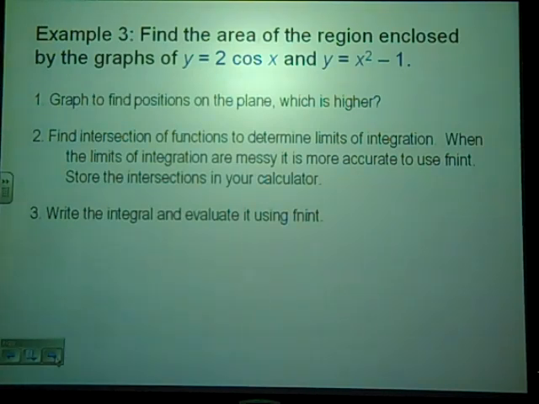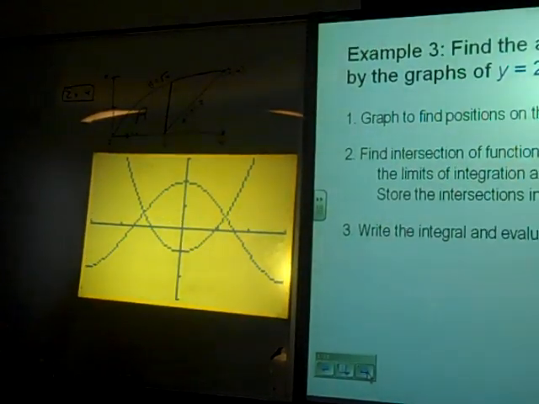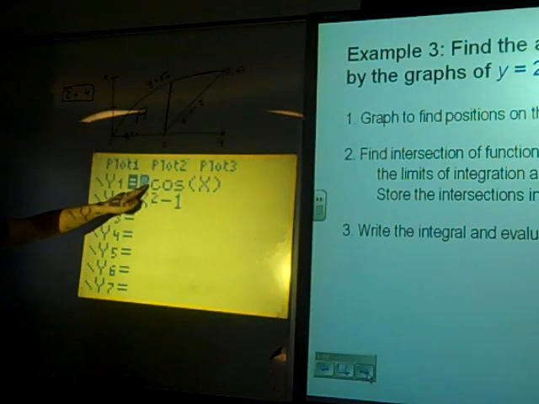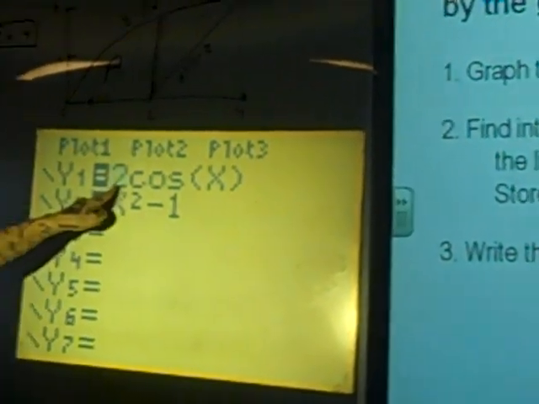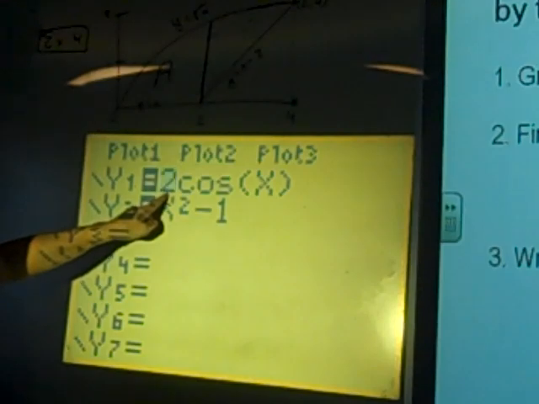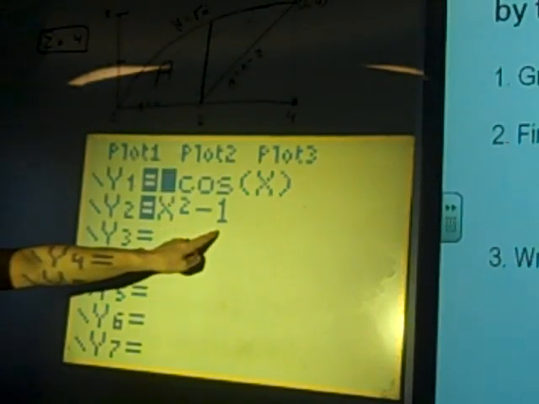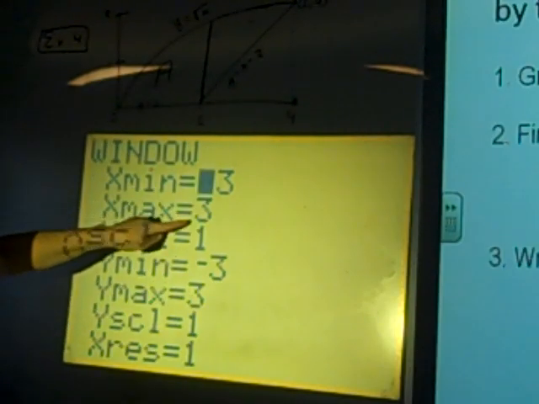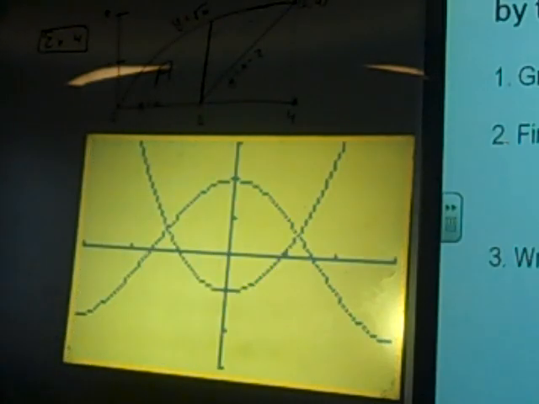So step 1, we're going to graph it to find the positions on the plane. Right here, you'll see my graph. I put in 2 cosine of x here and x squared minus 1. I know 2 cosine of x has an amplitude of 2, so it's going to oscillate between 2 and negative 2. And x squared minus 1 is a parabola with a y-intercept of negative 1. So I'm just going to look from negative 3 to 3 in both the x and the y direction to see where this graph is going to be.